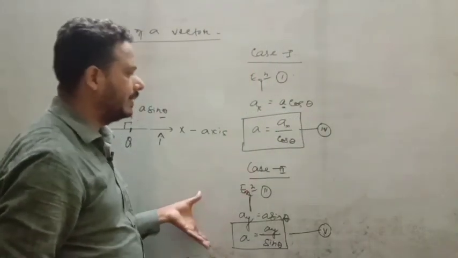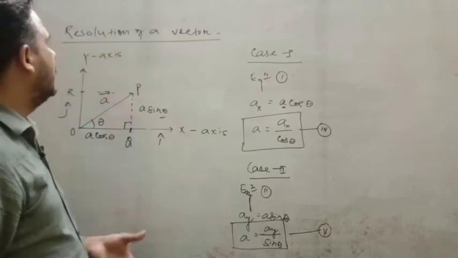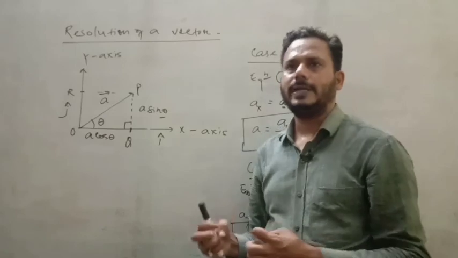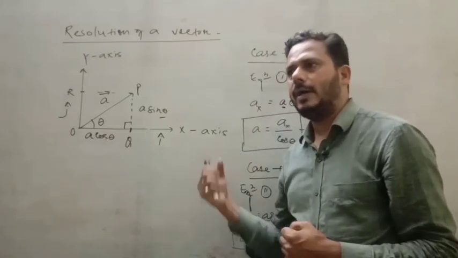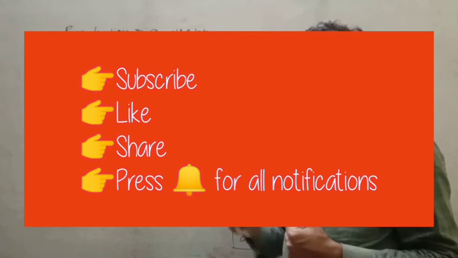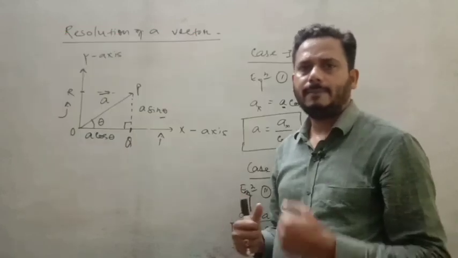So this component of the vector is also called resolution of a vector, and this one is also called orthogonal resolution of a vector. Alright, so here we have seen it in 2D. Right now I will see it for 3D. Okay, alright.